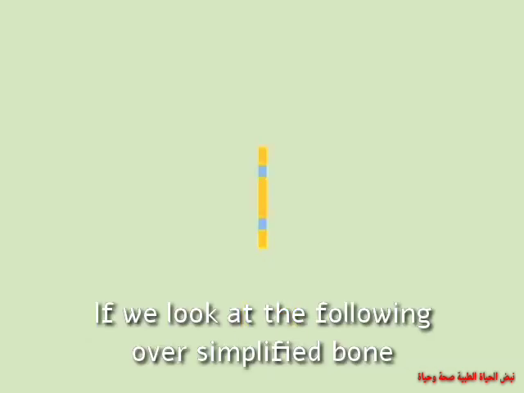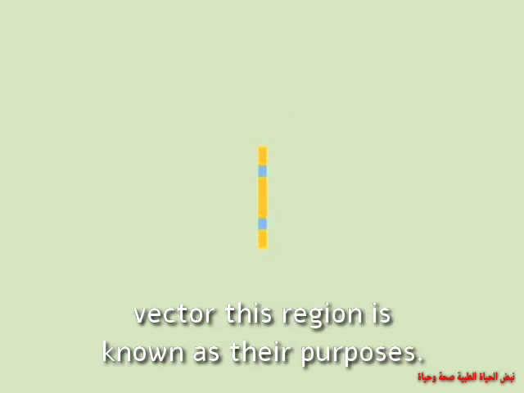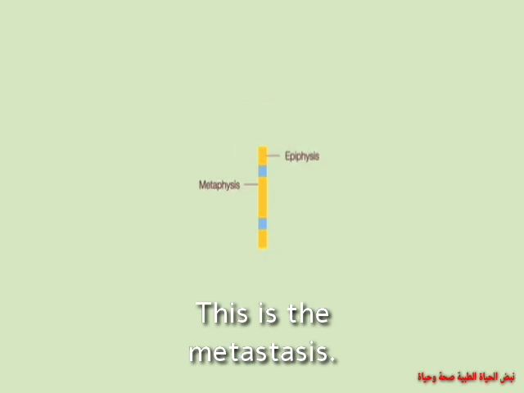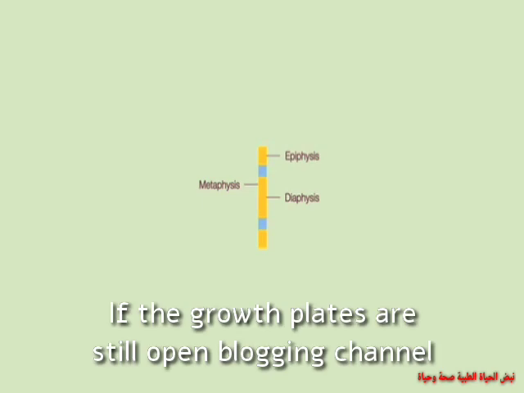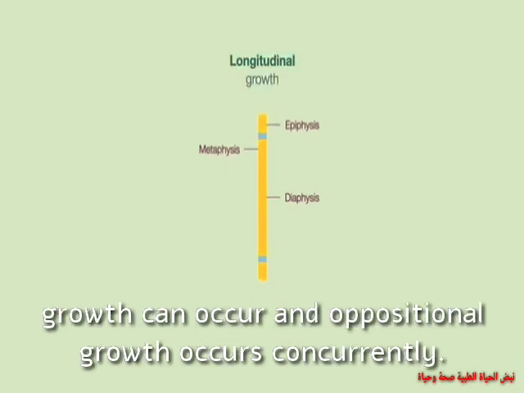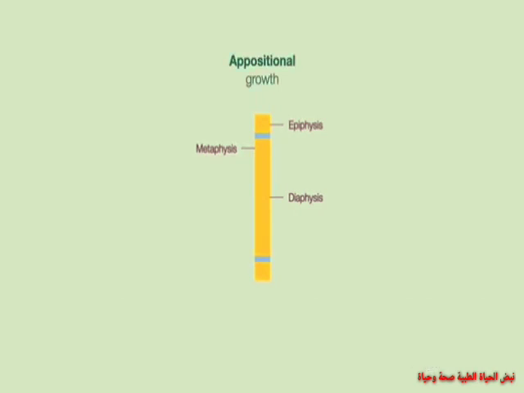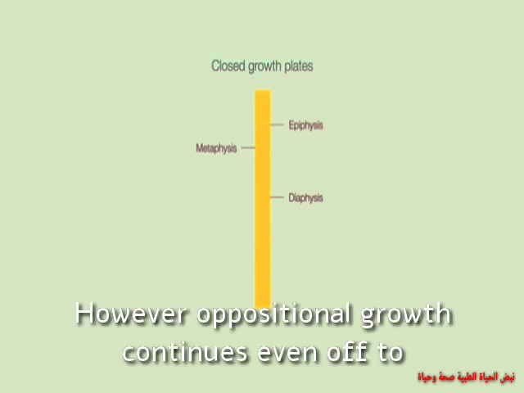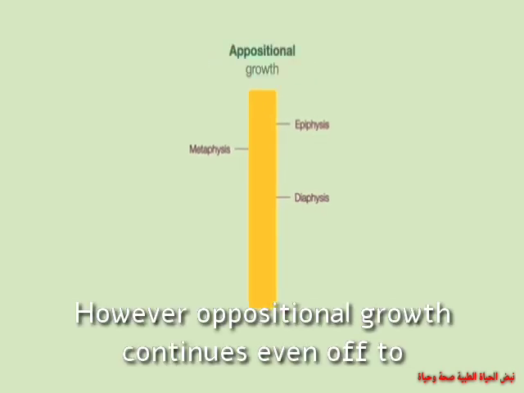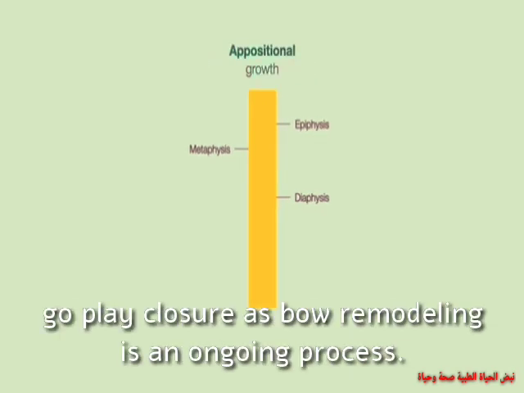If we look at the following oversimplified bone vector, this region is known as the epiphysis, this is the metaphysis, this is the diaphysis, and this is the growth plate. If the growth plates are still open, longitudinal growth can occur, and appositional growth occurs concurrently. Longitudinal growth continues until the growth plates close. However, appositional growth continues even after growth plate closure, as bone remodeling is an ongoing process.